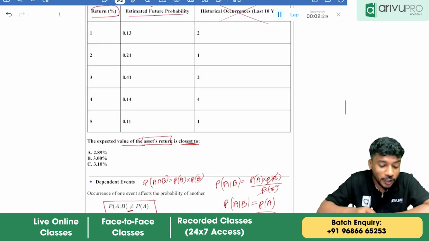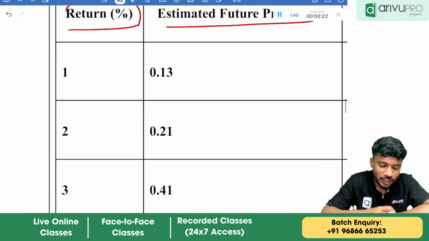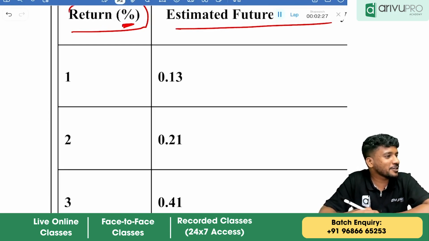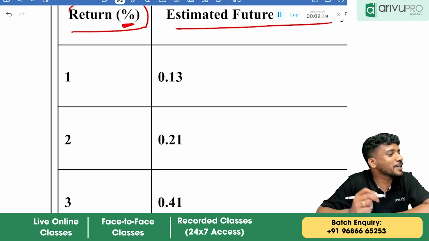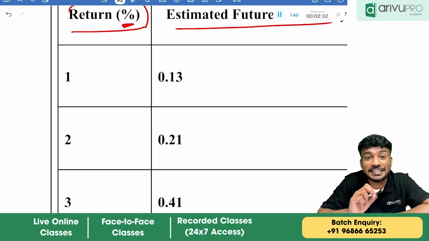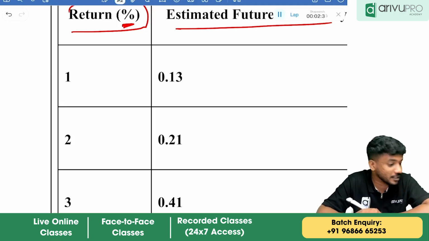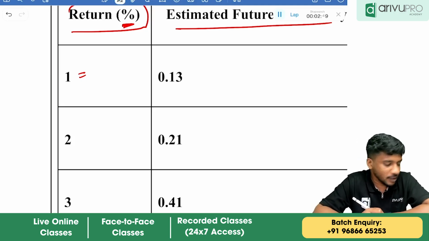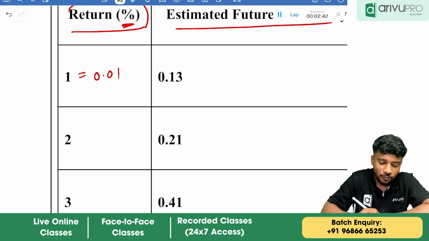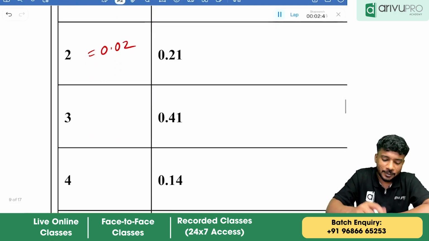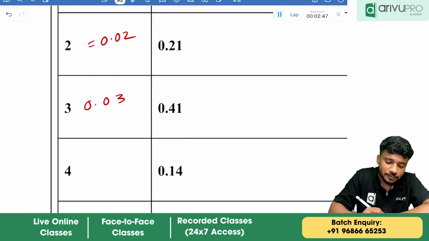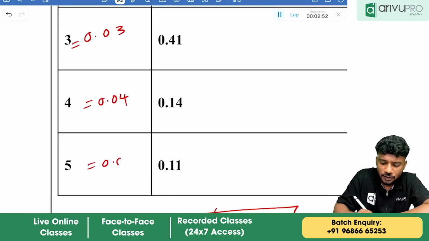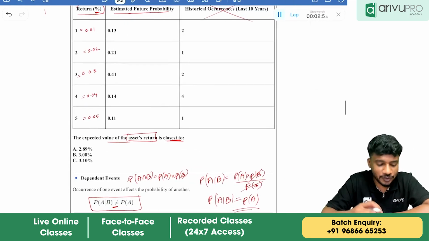We are talking about the asset return. Now here, it is given in percentage, right? We need to convert it into decimal. If the return is given in percentage, in order to find the expected value, you need to convert it. So 1 will become 0.01. 2 will become 0.02. 3 will become 0.03. 4 will become 0.04. 5 will become 0.05. Okay, so all the values are given.